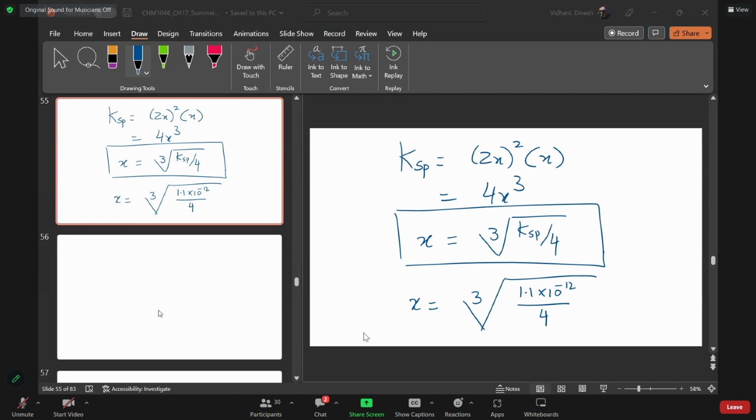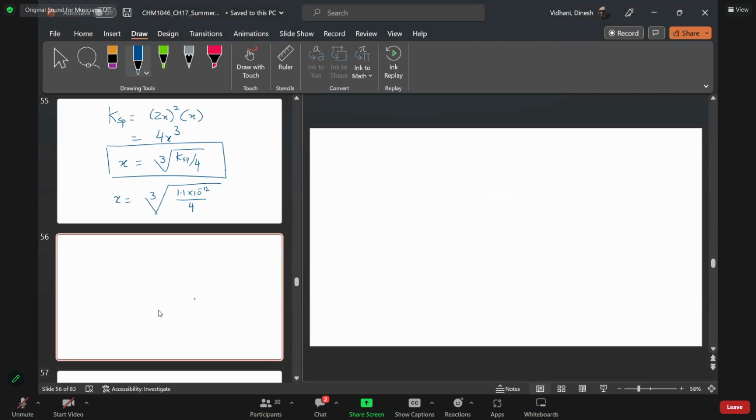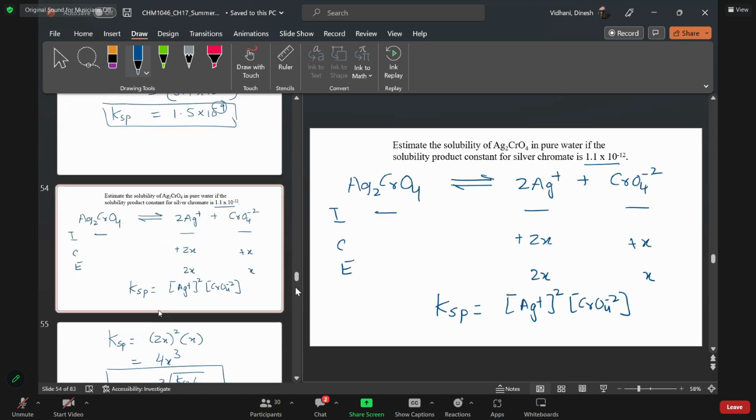6.5 times 10 to the negative 5. Good. So 6.5 times 10 to the power negative 5. This one should be in molar because here we are looking at the concentration. So we just found that one. But then what exactly is X? Let's go back to the ICE table. X is the concentration of chromate ion. So what would be the concentration of silver ions in that solution? That should be 2x.